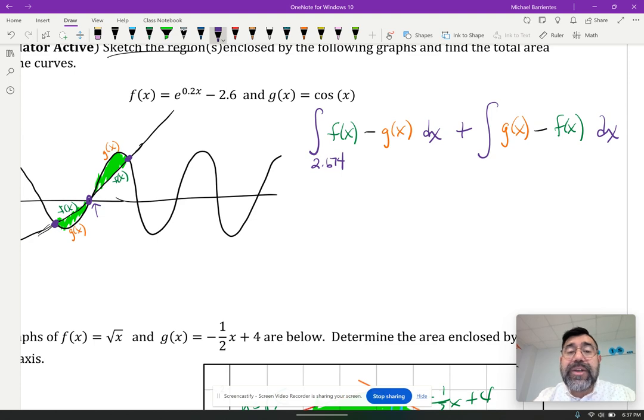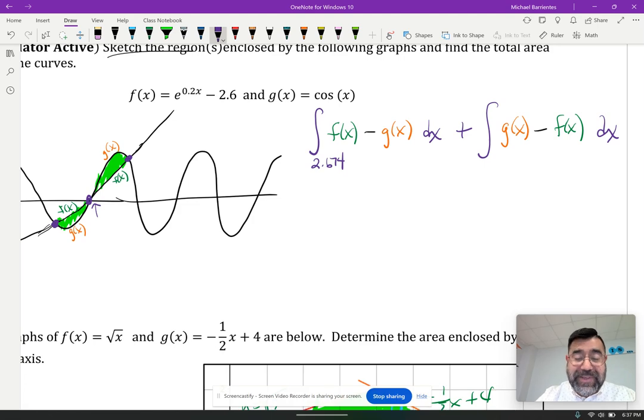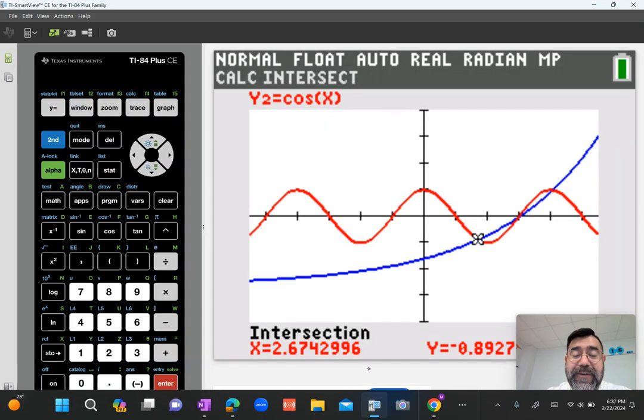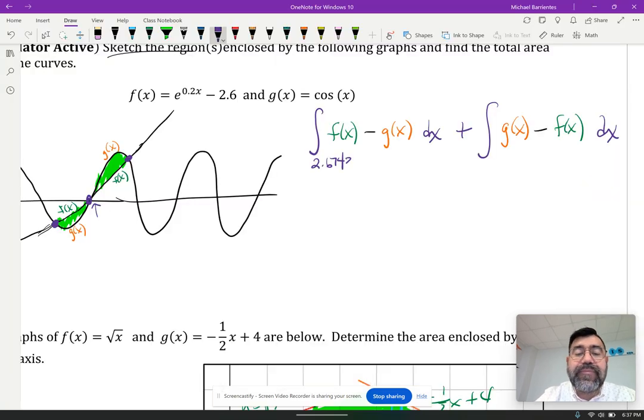2.674. So my grader, I'm sorry, I didn't put 4 decimal places. I think I missed one value there. 2.6743. Thank you. So my grader knows, hey, I know where the x value is, and I'm accurate to at least 3 places, and I know that because I went an extra one.